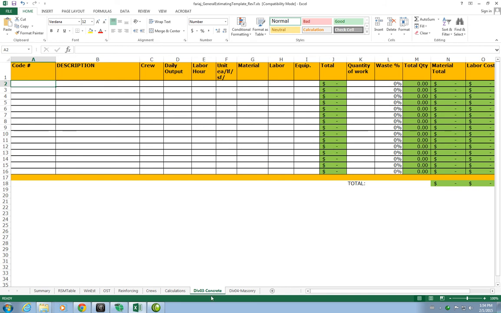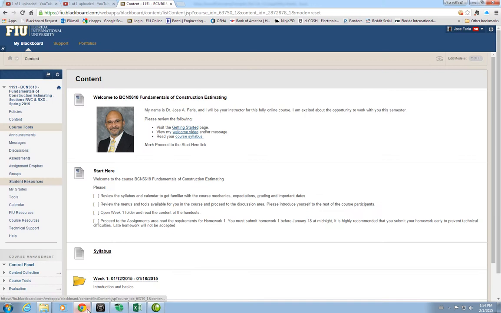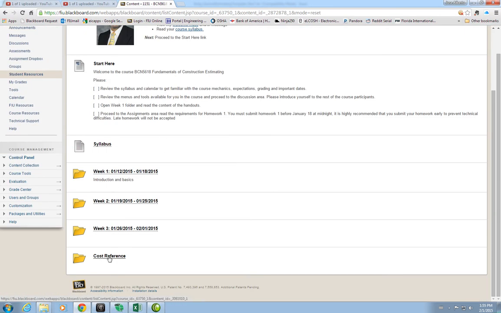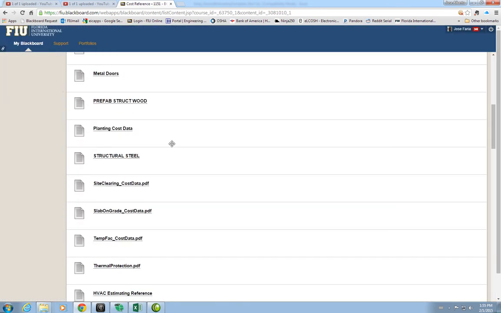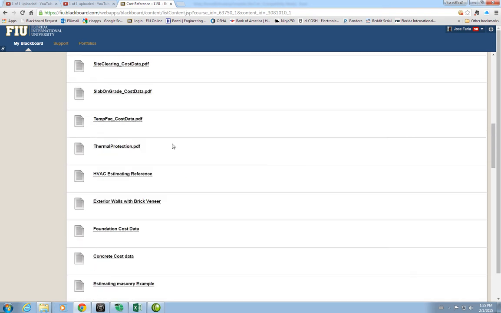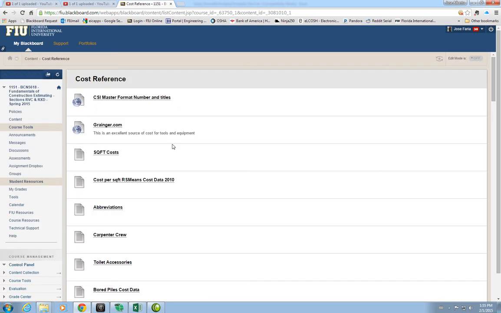for our concrete calculations. So we'll start here by entering in this section of description, auger cast piles, right? So we need to find cost information for the auger cast piles. We will go to our website under Blackboard. We will look in under cost reference, and inside this cost reference I have several sources of cost that you can use along your project.